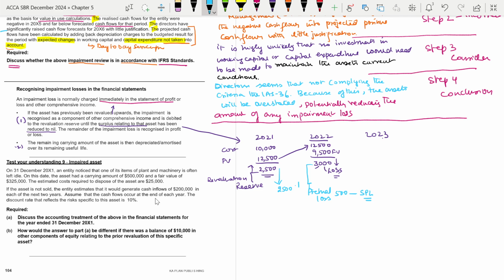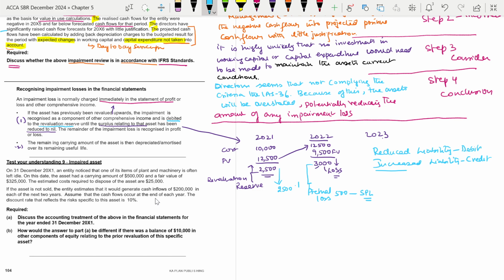That's what it says: if the asset has previously been revalued upwards, the impairment is recognized as a component of OCI, and we have to debit the revaluation reserve. Reserves come under the category of equity. In order to reduce it, I am writing very simply, we have to make a debit. In order to increase it, we have to make a credit.